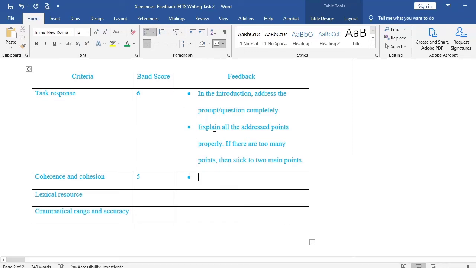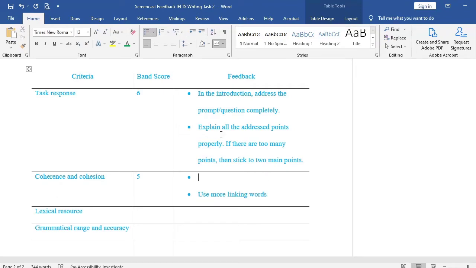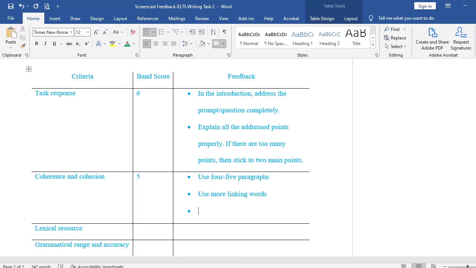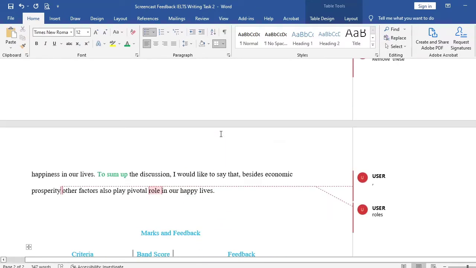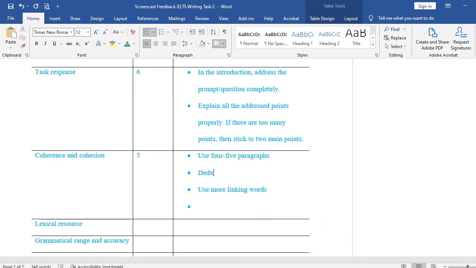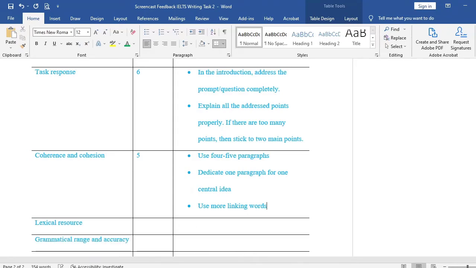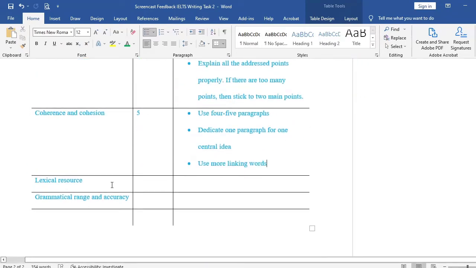Let me give her some feedback. So use more linking words. Before that, I think paragraphing is more important. Use 4 to 5 paragraphs. Alright, so dedicate one paragraph for one central idea. Alright, so these are the main feedback comments for these.